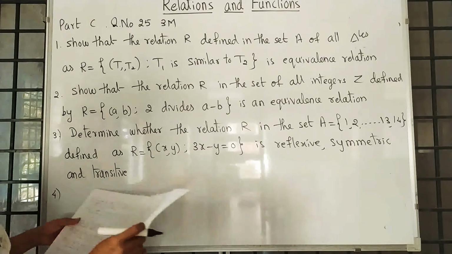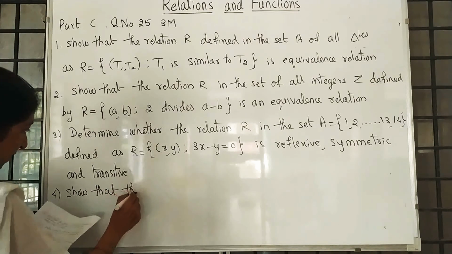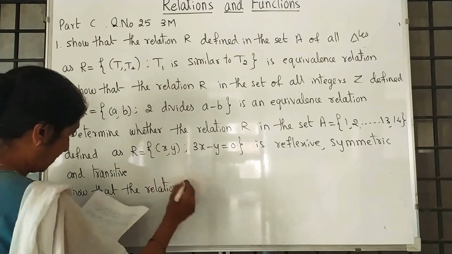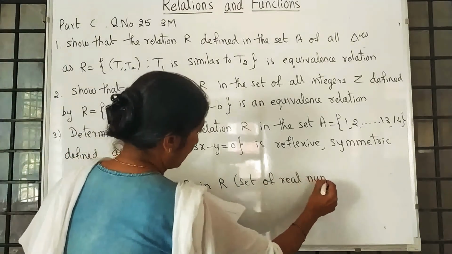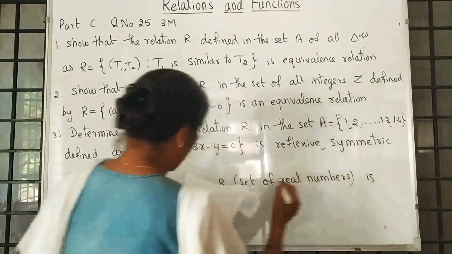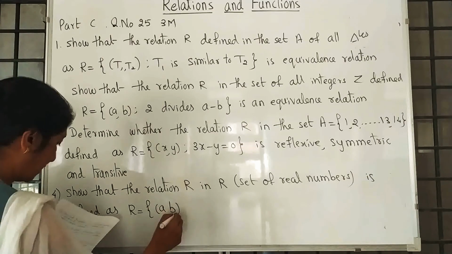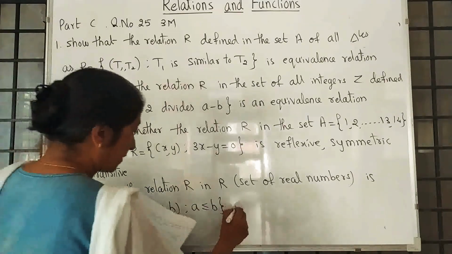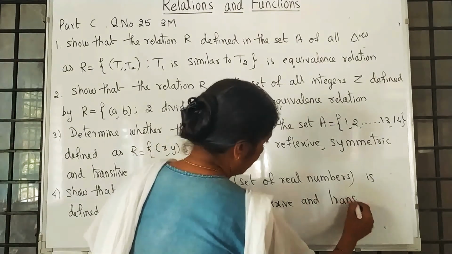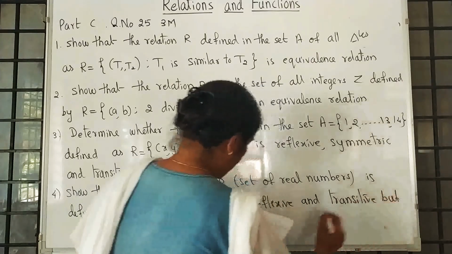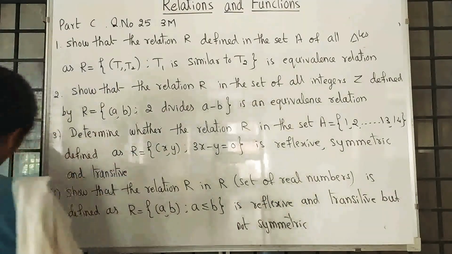Fourth question, show that the relation R in R set of real numbers is defined as R is equal to A comma B such that A is less than or equal to B, is reflexive and transitive, but not symmetric. Moving to the next question, that is the fifth question.